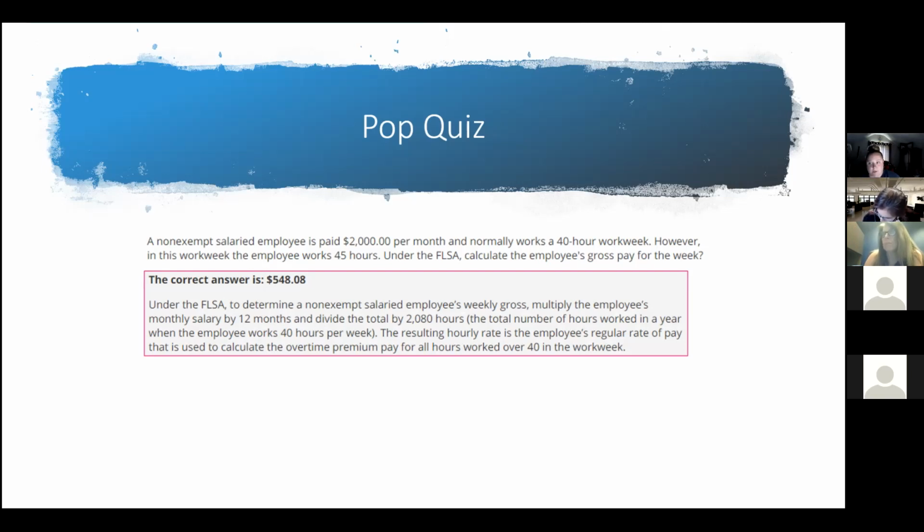Regular time plus overtime premium. That's the bottom line for how to figure out gross pay.